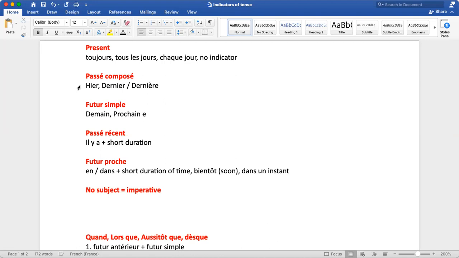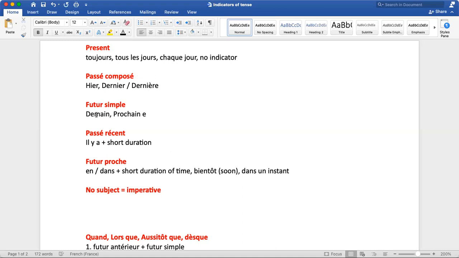Passé composé: hier, dernier, or dernière. Hier means yesterday. Dernier means last. And dernière is the feminine one. The dernier is the masculine one. For masculine things, you will use dernier, and for feminine ones, you will use dernière.